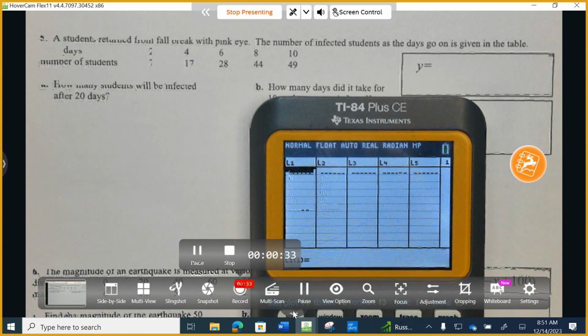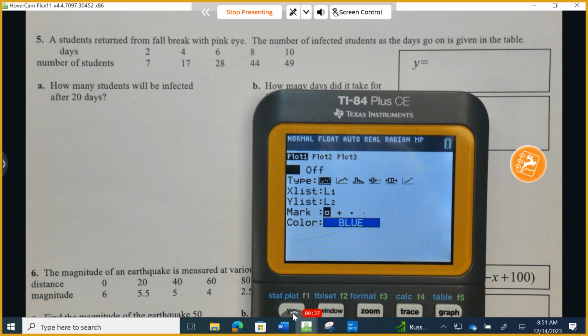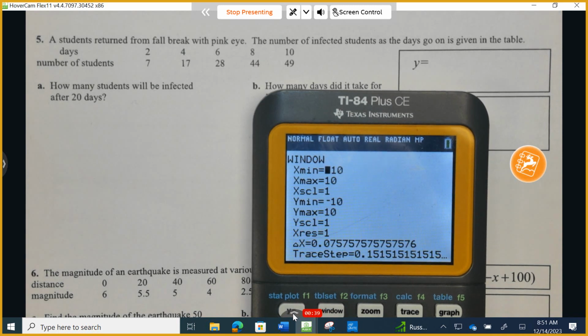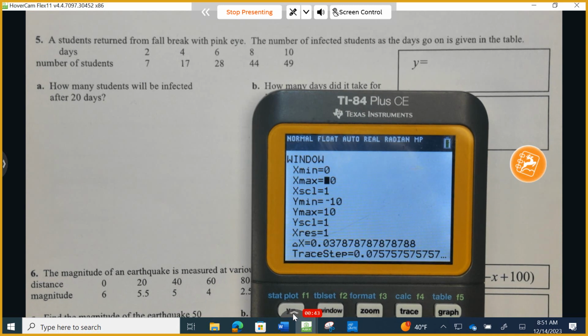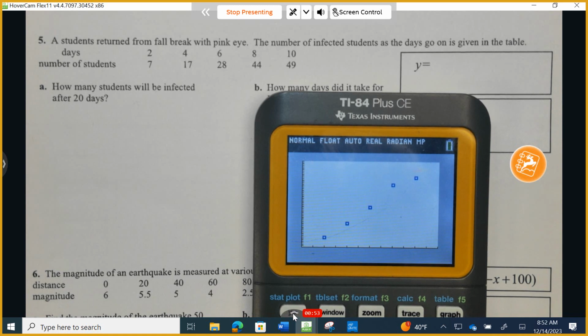Right, so the next thing I'm going to do is open up my stat plot, and I'm going to adjust my window. So my x's are the number of days. I want to go below 2, and I want to go above 10. And when I look at my y values, I want to go below 7 and above 49, so maybe 0 to 60. Now let's take a look at what this looks like.